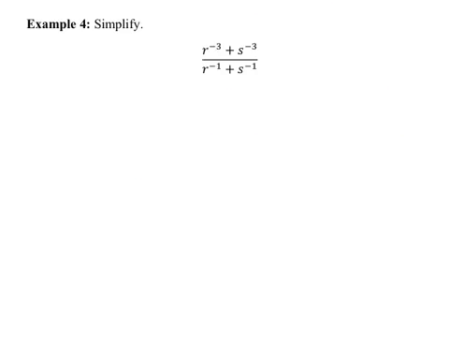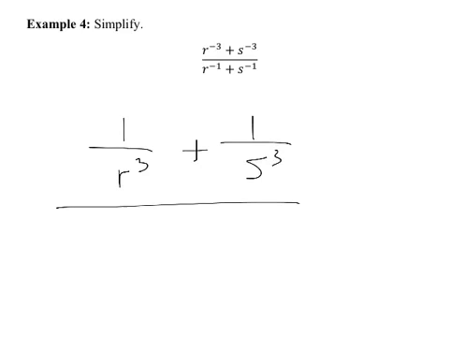Example 4. Here we have negative exponents. We have to remember that negative exponents really mean 1 over the positive exponent. So r to the negative third is really 1 over r to the third. S to the negative third is really 1 over s to the third. All over 1 over r plus 1 over s.